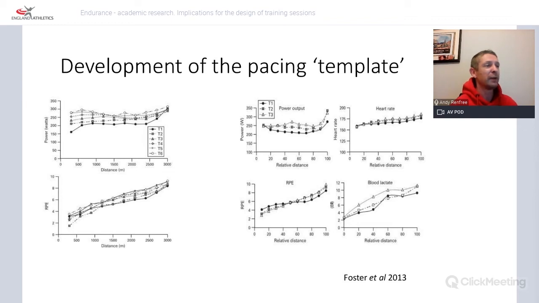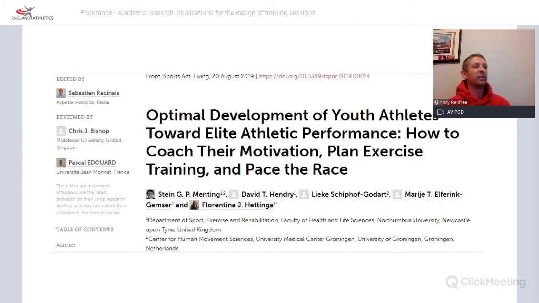Okay, so what seems to have happened is with practice, individuals have learned to adopt progressively more aggressive pacing strategies, which have resulted in greater levels of physiological disruption. So what this suggests is that pacing is a skill which needs to be learned like any other element of our exercise capacity.